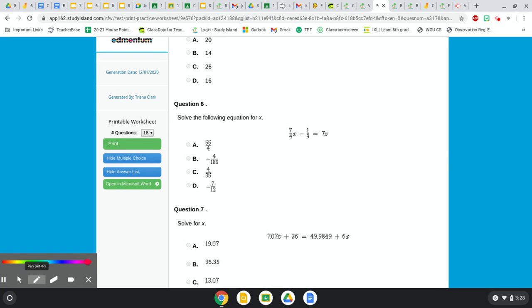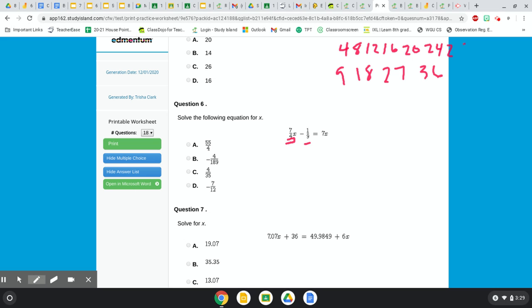So since I have fractions, I look at the denominators. I have a 4 and I have a 9. Well, the least common denominator of 4 and 9. Remember, I can count the multiples. So 9, 18, 27, 36, and so forth. And then 4, 8, 12, 16, 20, 24, nothing in common yet, 28, gonna keep going, 32, 36. Okay, 36 is the smallest number that they have in common.